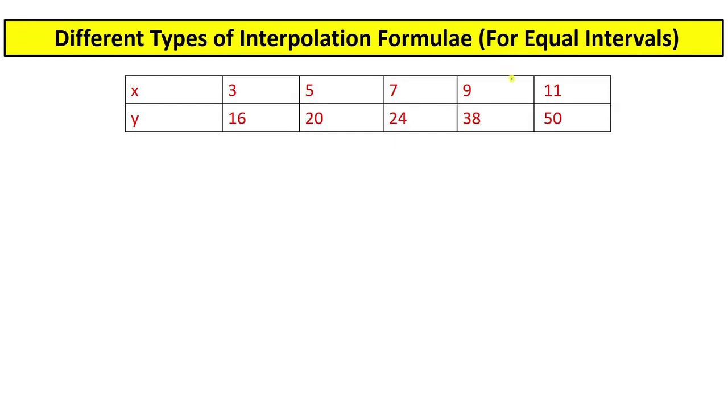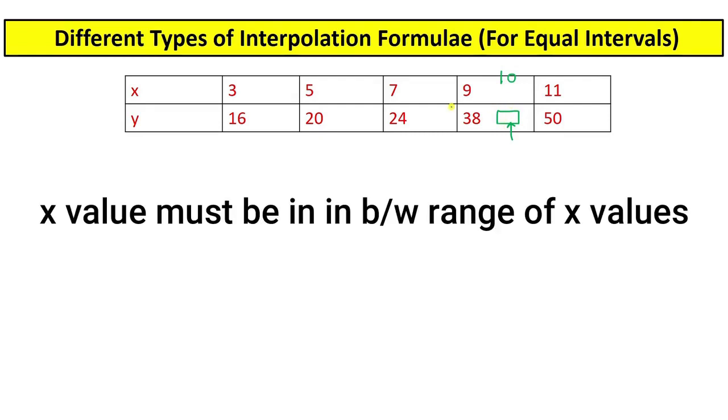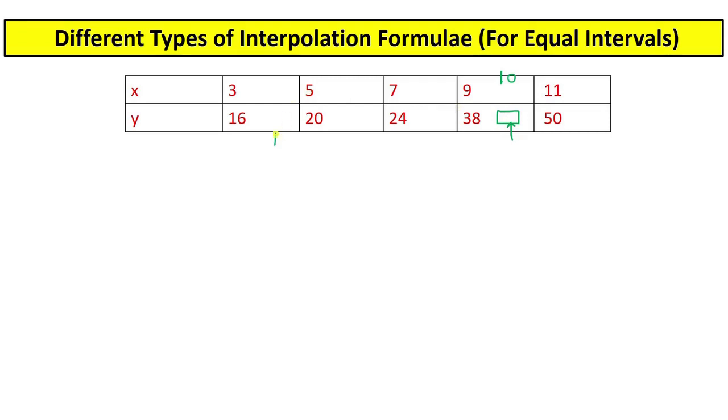Now, interpolation means that we have to find some particular value of y at some given value of x. Let's say we are asked that if the value of x is 10, what will be the corresponding value of y. This is what is meant by interpolation. And there are different methods depending on whether we are finding the value of y in the starting, in the middle, or at the end.